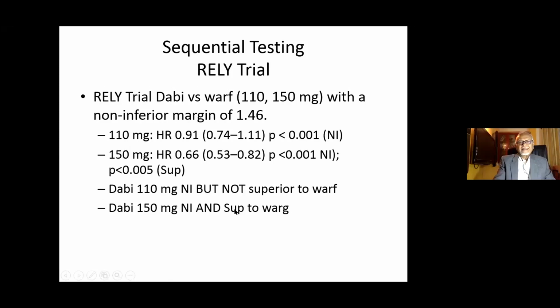But it did not meet the superiority part because it crossed one. So the 110 milligram dose of dabigatran was non-inferior to warfarin, but it was not superior. But we know, which is not on the slide, that it was much safer with fewer bleeds. When you come to the 150 milligram dose, it met both the criteria. When they did non-inferiority, it was proven with a p-value of less than 0.001. And sequential analysis for superiority was also proven with a p-value of less than 0.005. So dabigatran 150 was non-inferior and superior to warfarin. So that makes it somewhat clear.